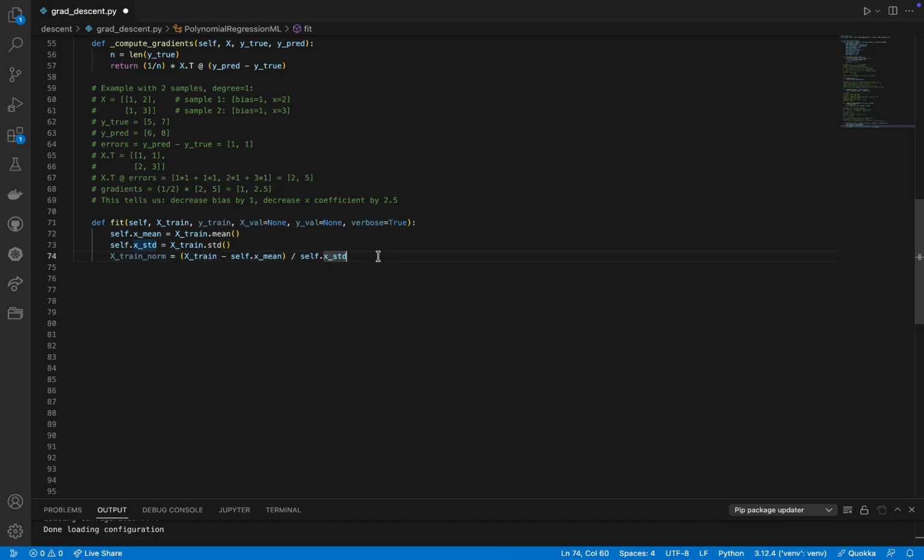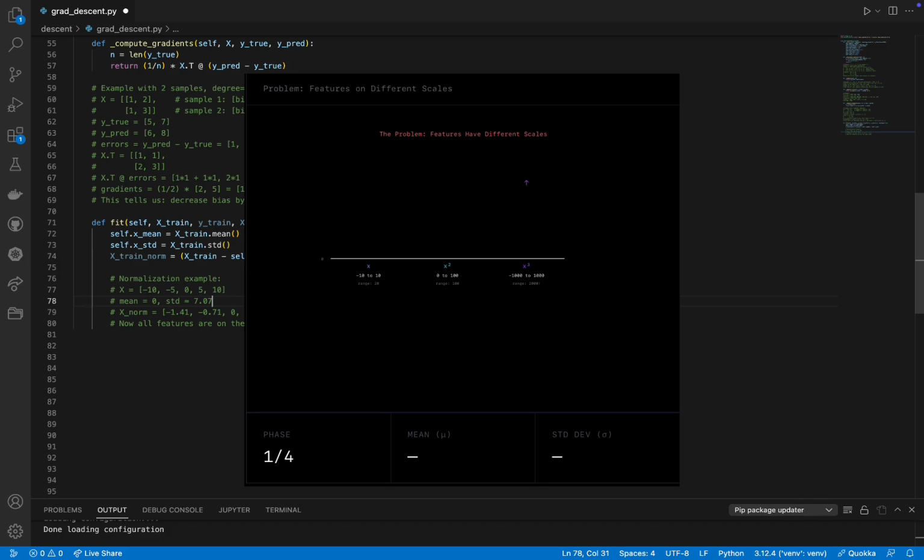Why is it so important? Imagine x ranges from -10 to 10. Then x squared ranges from 0 to 100, and x cubed ranges from -1000 to 1000. This is a huge problem. Our features are on completely different scales. So when features have different scales, gradient descent behaves really badly: it bounces around erratically, takes forever to converge, and can even overflow and underflow numerically.